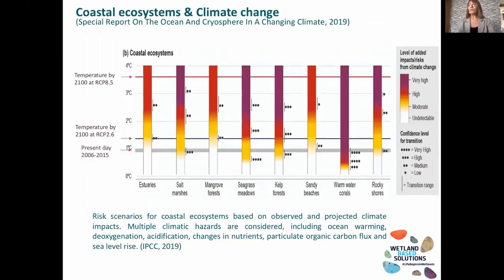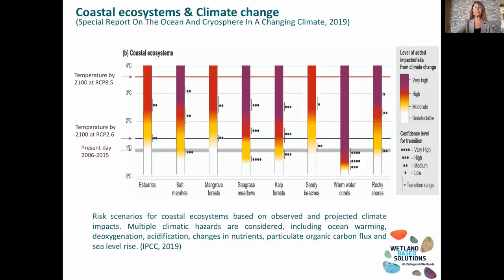En ce qui concerne les écosystèmes côtiers, les impacts ou risques additionnels du changement climatique selon les deux scénarios RCP 2.6 et RCP 8.5 sont résumés sur cette figure, d'après le rapport spécial sur l'océan et la cryosphère qui a été publié en 2019, et qui montre que tous les écosystèmes côtiers qui sont énumérés ici connaîtront un risque très élevé à élevé sous le scénario RCP 8.5.